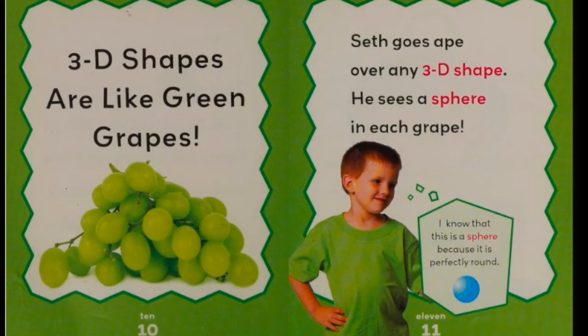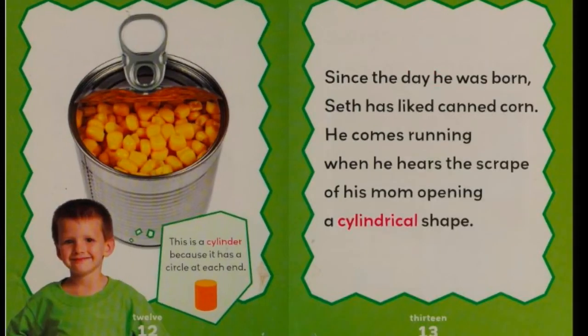3D shapes are like green grapes. Seth goes ape over any 3D shape. He sees a sphere in each grape. I know this is a sphere because it's perfectly round. Since the day he was born, Seth has liked canned corn. He comes running when he hears the scrape of his mom opening a cylindrical shape. This is a cylinder because it has 2 circle faces and a big curve.